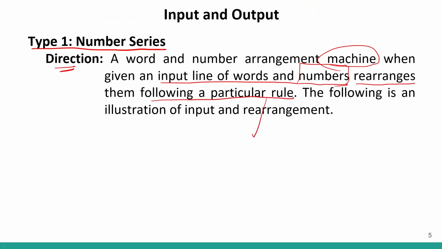That rule we have to decode. We have to identify that rule, correct? We have to identify that rule. The following is an illustration of input and output rearrangement.